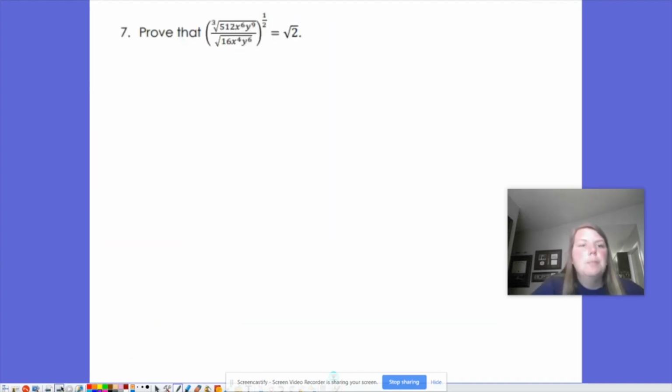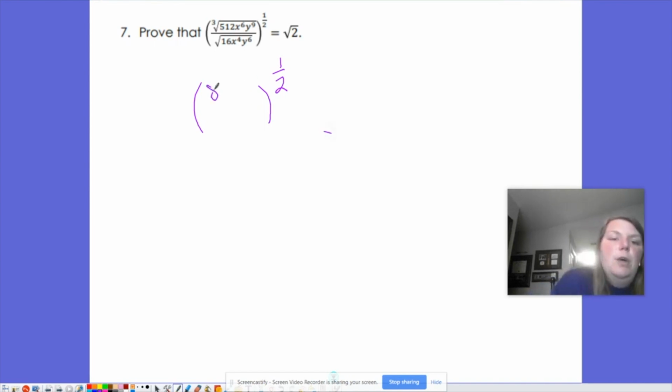Okay, and then the last problem I want to look at is number 7. So number 7, it does look like a lot of work, but we want to first simplify as much inside those parentheses that we can. That's going to make our work a lot easier. So remember, we're raising everything on the left to the 1/2. So 512 is a perfect cube. The cube root of 512.